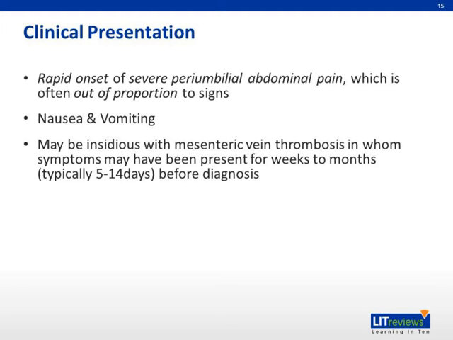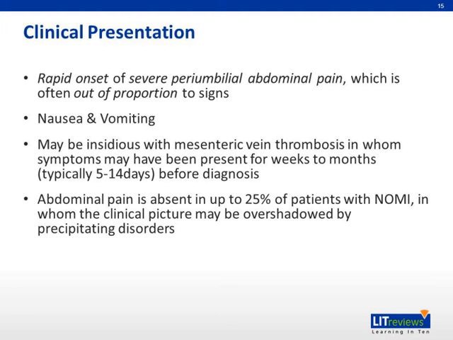Presentation may be more insidious in patients with mesenteric vein thrombosis, in whom symptoms may have been present for weeks to months before diagnosis. About half of patients have nausea and vomiting. Non-specific abdominal pain may be the only feature in patients with a subacute presentation, while those with chronic mesenteric ischemia may present with bleeding from esophageal or gastric varices due to concomitant portal or splenic vein thrombosis. To note, abdominal pain is absent in up to 25% of patients with non-occlusive ischemia.